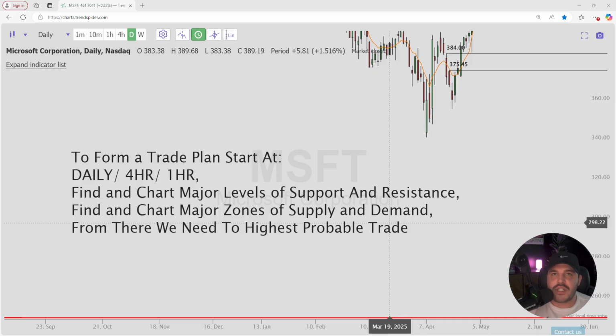We chart these levels and zones because it's going to show us the highest probable trade. As we know in trading, nothing is for certain, but we can do things to give us the highest probable outcome and therefore give us the highest probability of making money day trading or just trading in general.